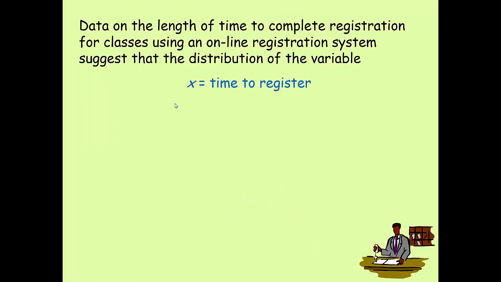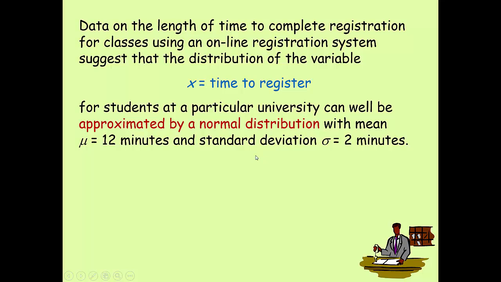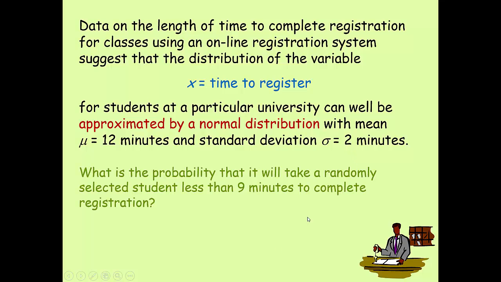All right, data on the length of time to complete registration for classes using an online registration system suggests that the distribution of the variable x equals time to register, for students at a particular university, can be well approximated by a normal distribution. This is important because it says I can find probabilities with my z-table if I standardize. This is with a mean of 12 minutes and a standard deviation of 2 minutes.